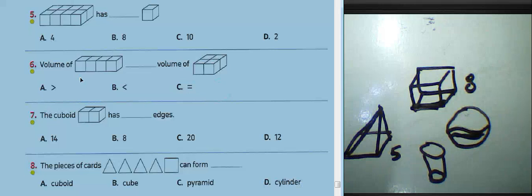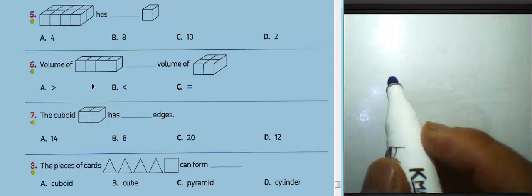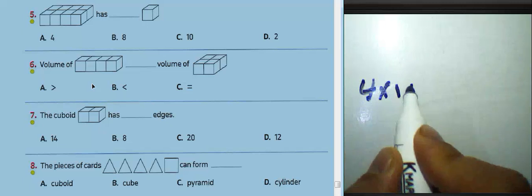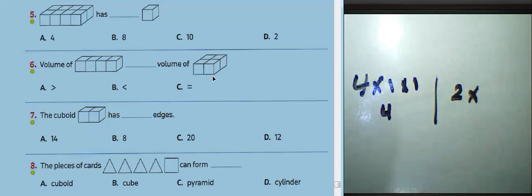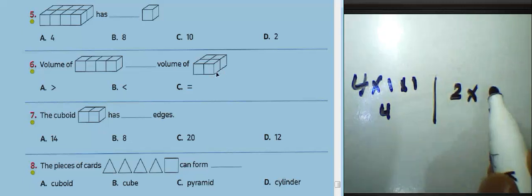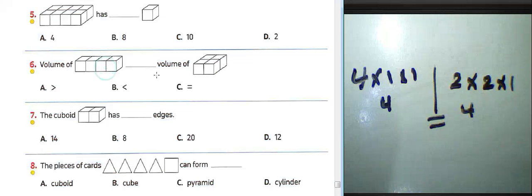Or you can find the length times width times the height. Here the length is 4, width 1 and height 1. Okay, 4 multiplied by 1 will be 4. And the second here, the length will be 2, the width will be 2, and the height 1. So it will be equal. We have volume of the first 4 and the volume of the second 4 cubes. So you must choose equal.